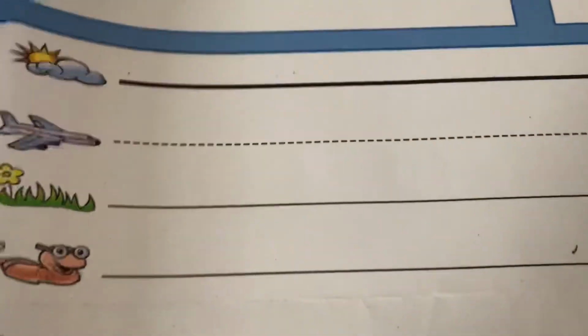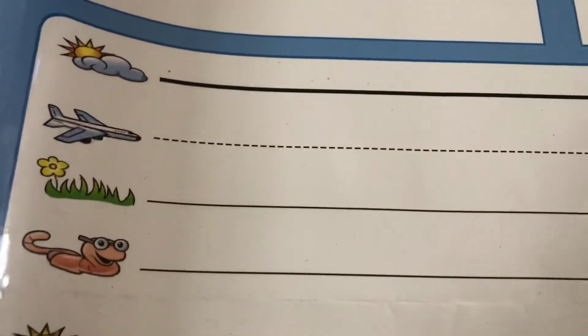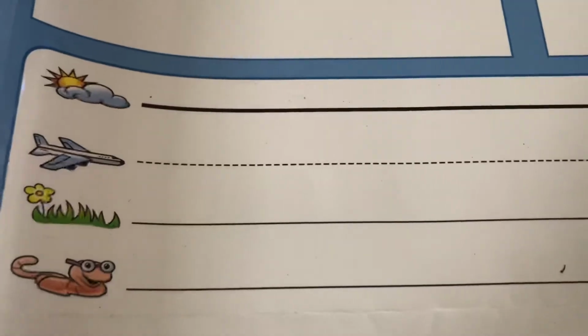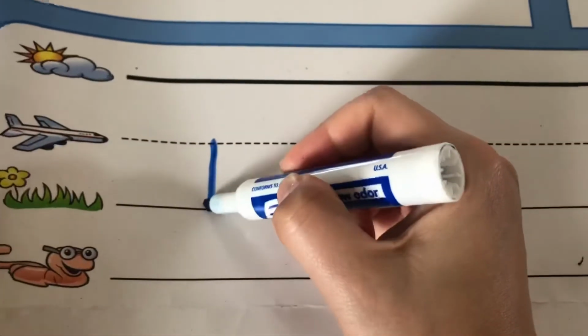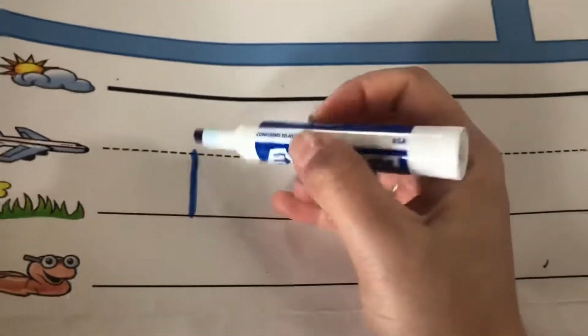Moving on to letter I. Letter I is also a plain line letter, so it starts on the plain line. So we're pointing to the plain line right here, going down to the grass line, and then add a dot.